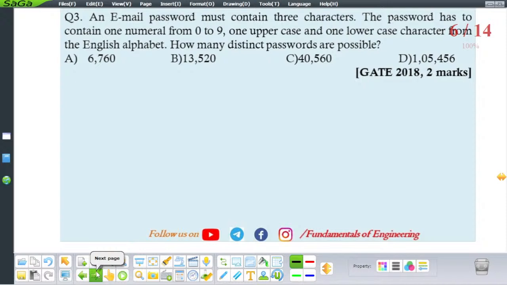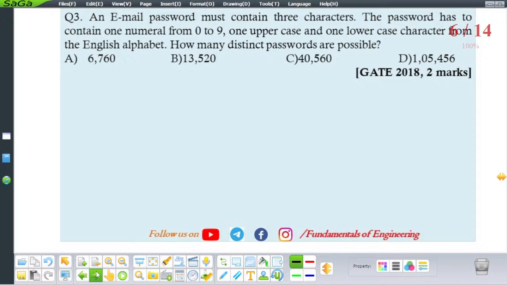Next, this is a very interesting question. The GATE questions are designed in such a way that whatever options are given, there is a possibility that you will get every option, depending on whatever points or tricks you are following. But you have to follow the correct one and get the correct answer. I will tell you what the problem is and how the options are designed.